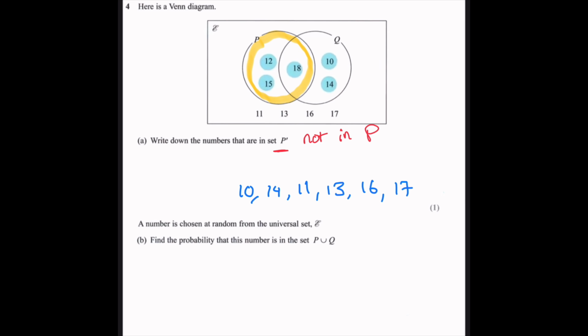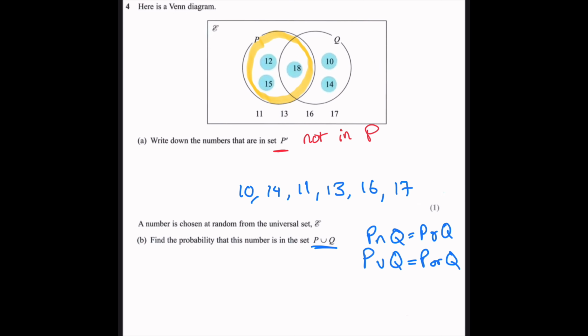Okay, question B. Find the probability that this number is in set P union Q. Okay, so there are 2 other notations that you need to know for probability. This means P and Q. This means P or Q. So find the probability that something is in set P or set Q.